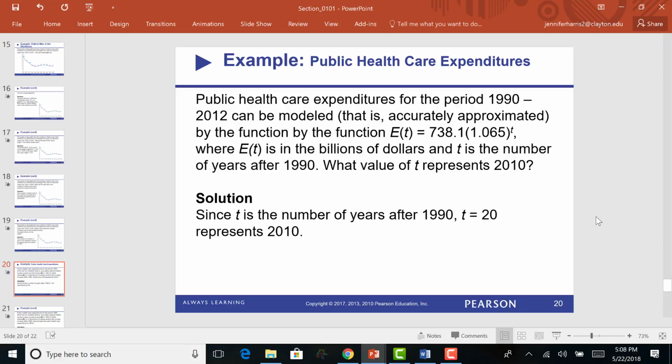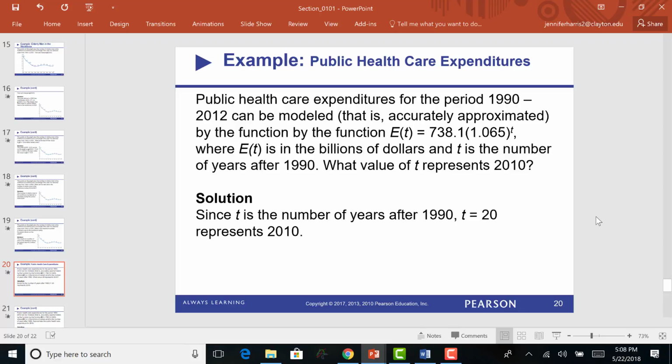All right, so it says public health care expenditures for the period of 1990 to 2012 can be accurately approximated by the function, and they give you the function E of T. Why did they choose the letter E? Expenditures. Usually when they start using different variables, they'll pick a letter that refers to the conversation that we're having. So we're just saying expenditures over a period of time. What's T? Look at what it says. What is T?